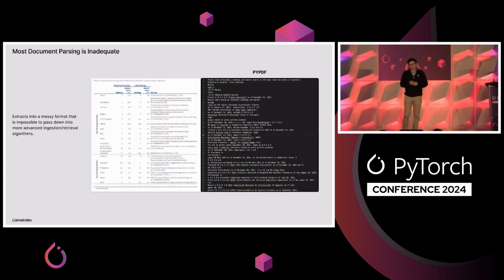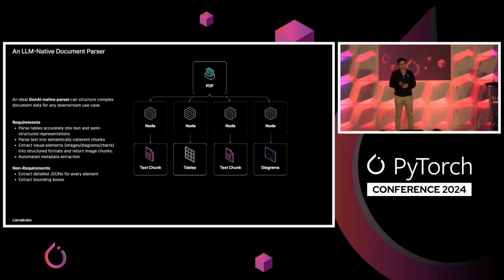Most document parsing is inadequate. So if you use PyPDF, like an off-the-shelf open source parser, and you try to parse most research reports, it's going to jumble the text. And the issue with jumbling the text is the LLM gets really confused about whether the text and the numbers should align with the right rows and columns, and it leads to much higher rates of hallucinations.